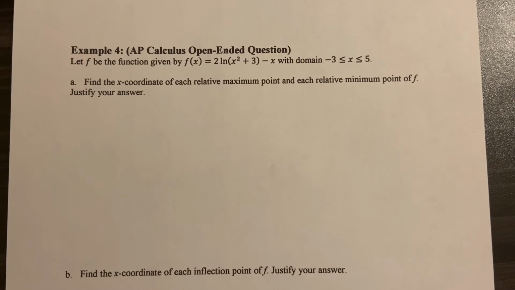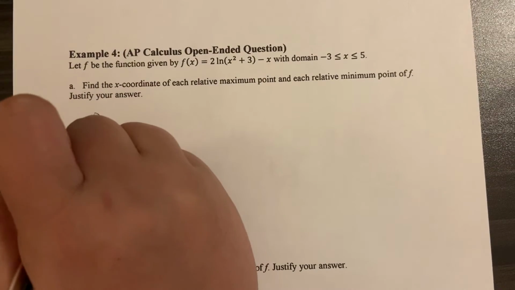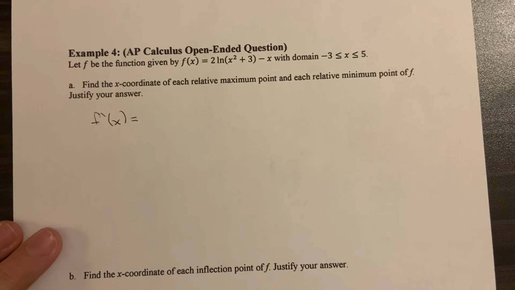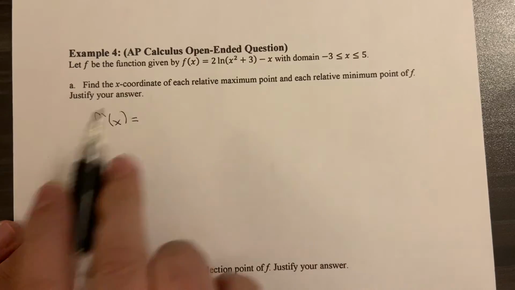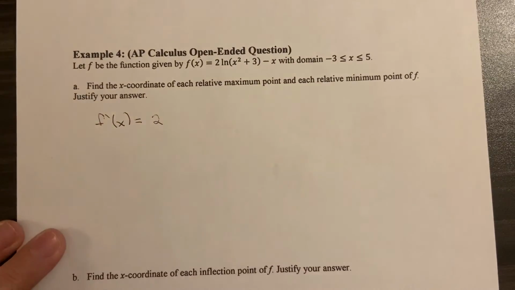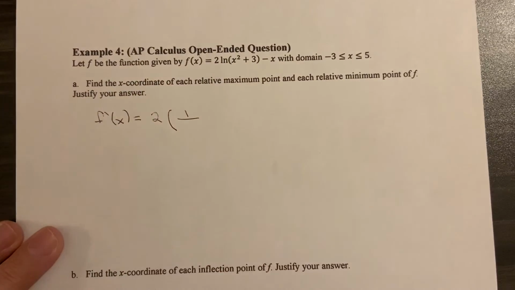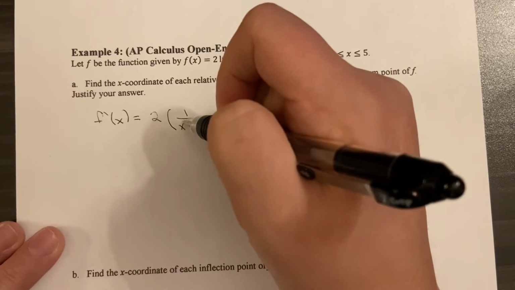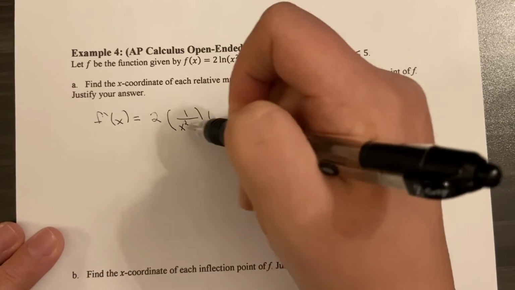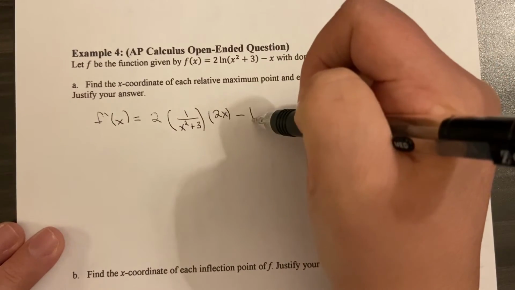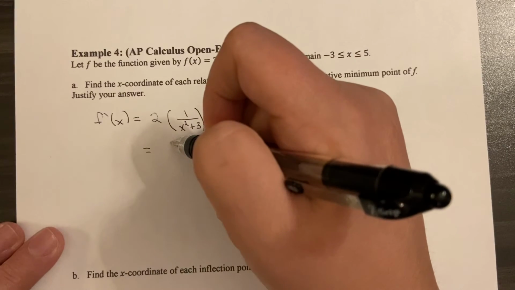So the easiest way to do that, the max and min, is the first derivative test. So I'm going to start with finding f prime. Okay, so if I find the derivative of this, the 2 comes to the front because it's just a constant. Derivative of ln of that is going to be, let's see, I'm going to have 1 over the function times the derivative of the bottom. Derivative of negative x is negative 1. And then I just, again, rewrote it better.